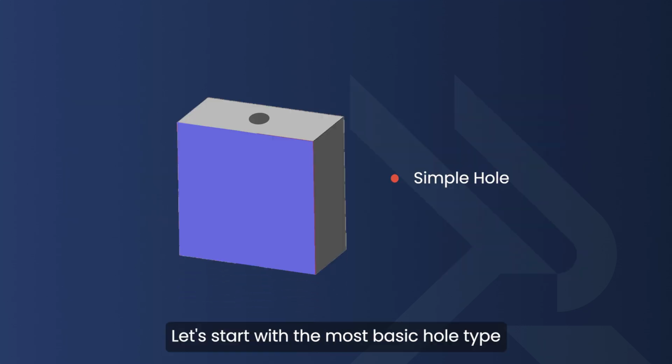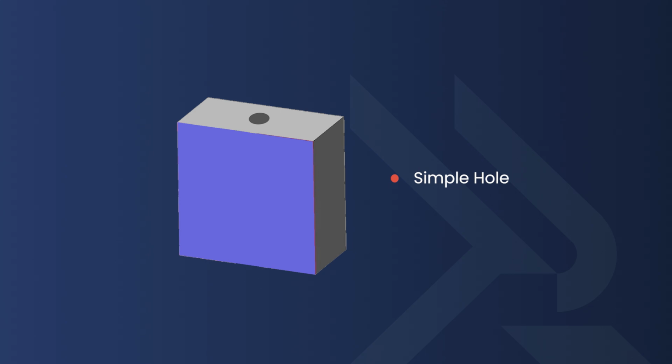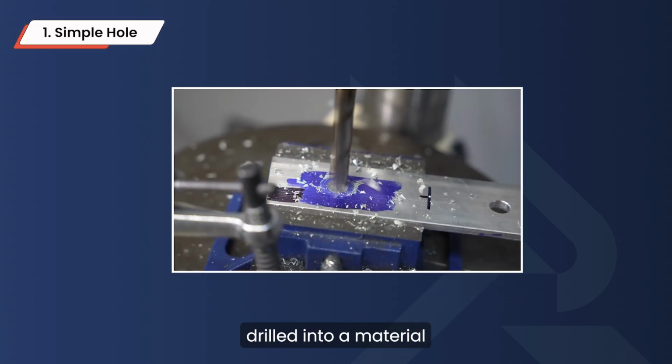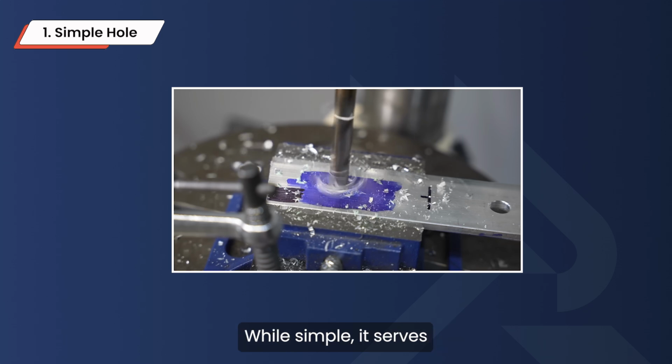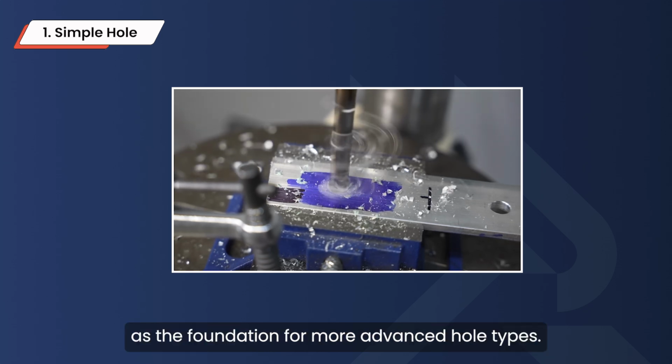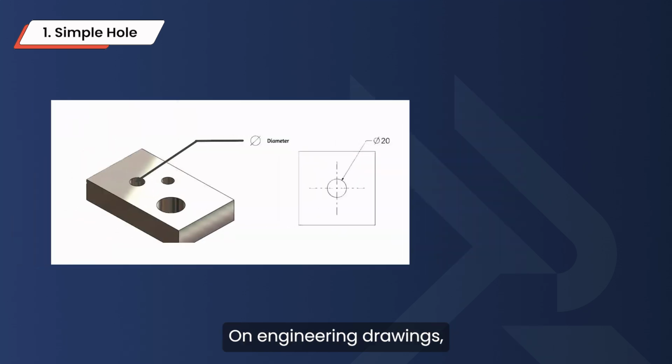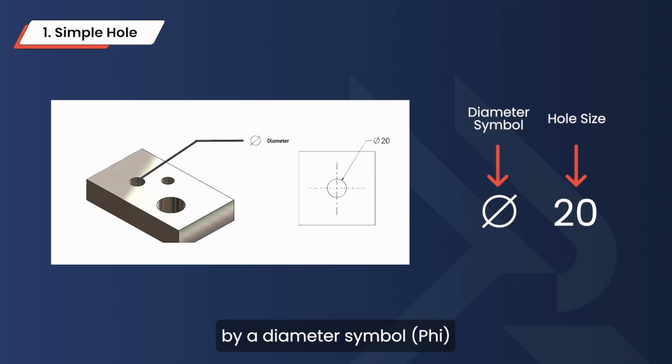Let's start with the most basic hole type, the simple hole. It's just a basic circular hole drilled into a material without any additional features. While simple, it serves as the foundation for more advanced hole types. On engineering drawings, it's typically represented by a diameter symbol, phi, followed by the hole size.